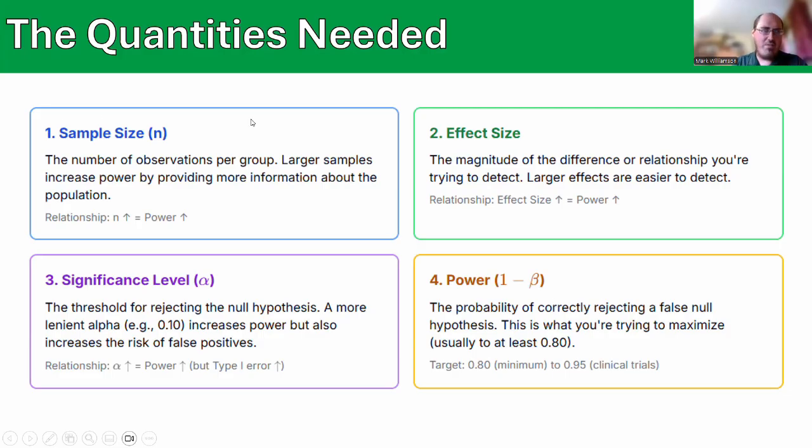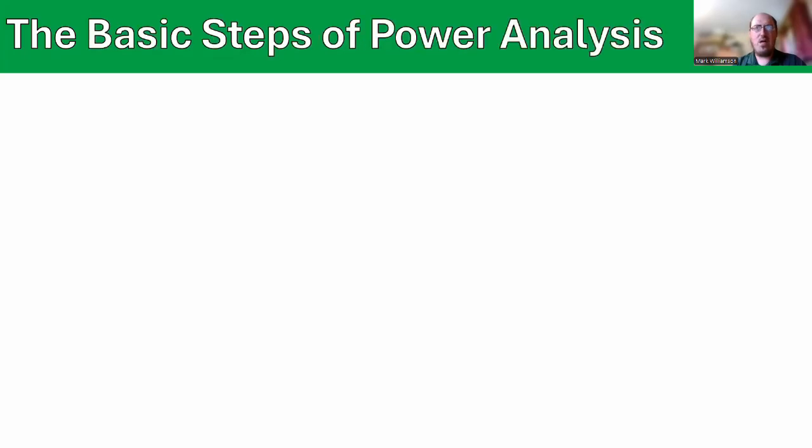You could say, I have a known sample size, a known significance level, and a known effect size, so I can calculate power. And vice versa, you could calculate effect size or significance level. So those are the big quantities that go into a power analysis. So what do you do with those quantities? What are the steps?